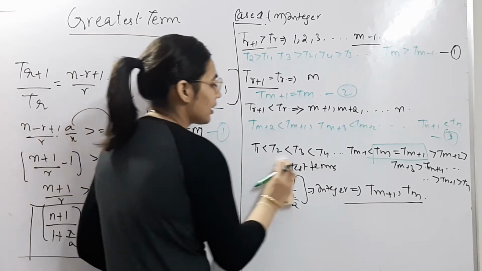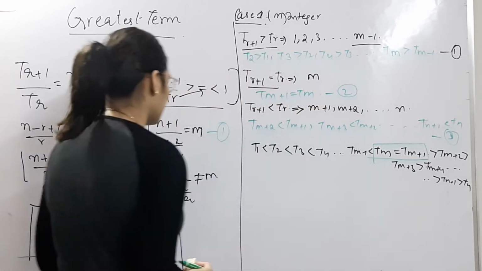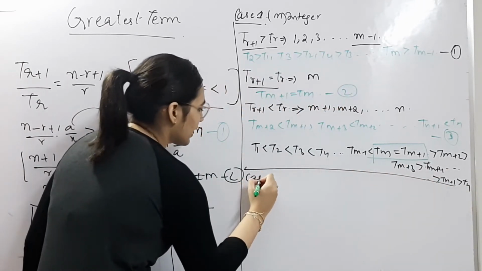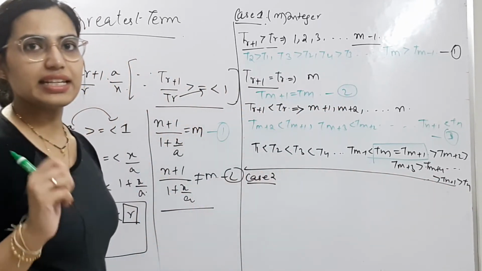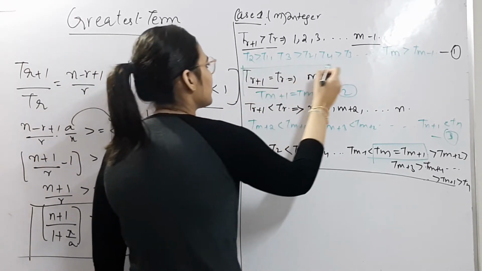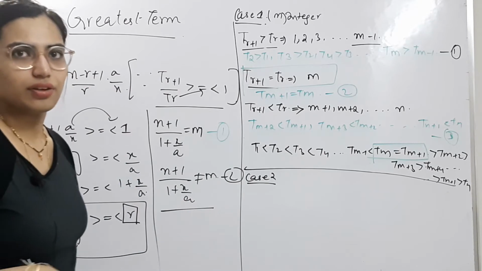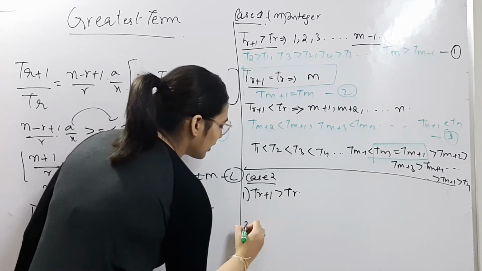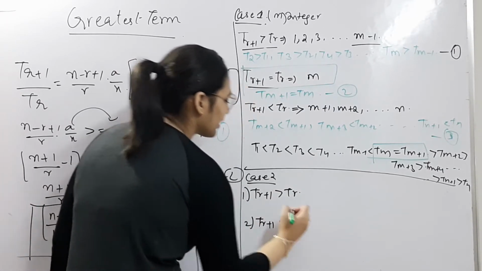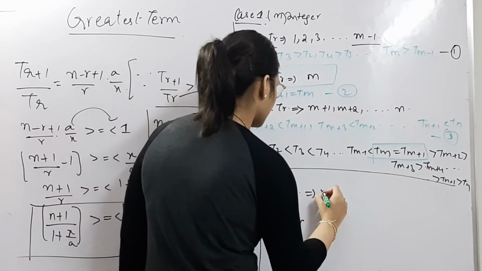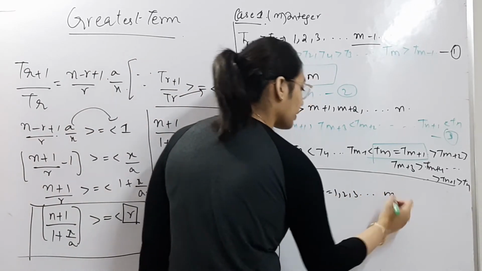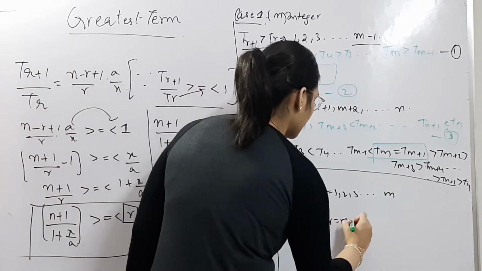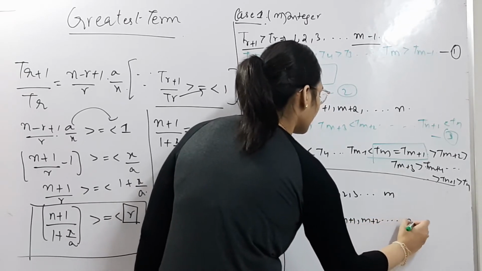Now let's see what happens if it's not an integer. When this result is not an integer, that is case 2. If it's not an integer, it's very easy. We will not have this case, right? Because there is no perfectly divisible value at all, isn't it? So in that case, there are only two cases that exist, that is Tr plus 1 greater than Tr, and then we get Tr plus 1 is less than Tr. And the range of values r could take is from 1, 2, 3 and so on up to m, because there is no integer in here, and then from here it will take us m plus 1, m plus 2 and so on up to n.